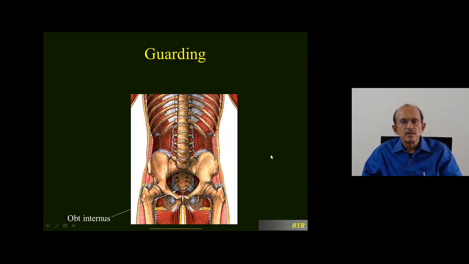For example, the appendix is in the pelvic position. So pelvic position means where will it be? It will be falling over the lateral wall of the pelvis. The lateral wall of the pelvis has the obturator internus muscle. So there will be contraction of the obturator internus muscle.